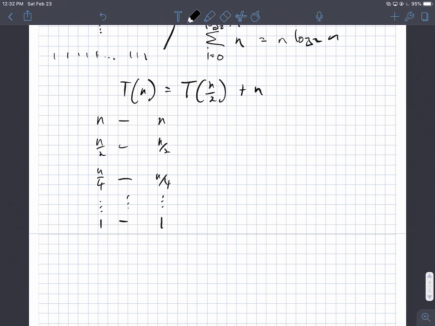So you'd have to add that up. This would be the sum from i = 0 to log base 2 of n of n over 2 to the i, plus n. So here, does anybody know what that sums to?